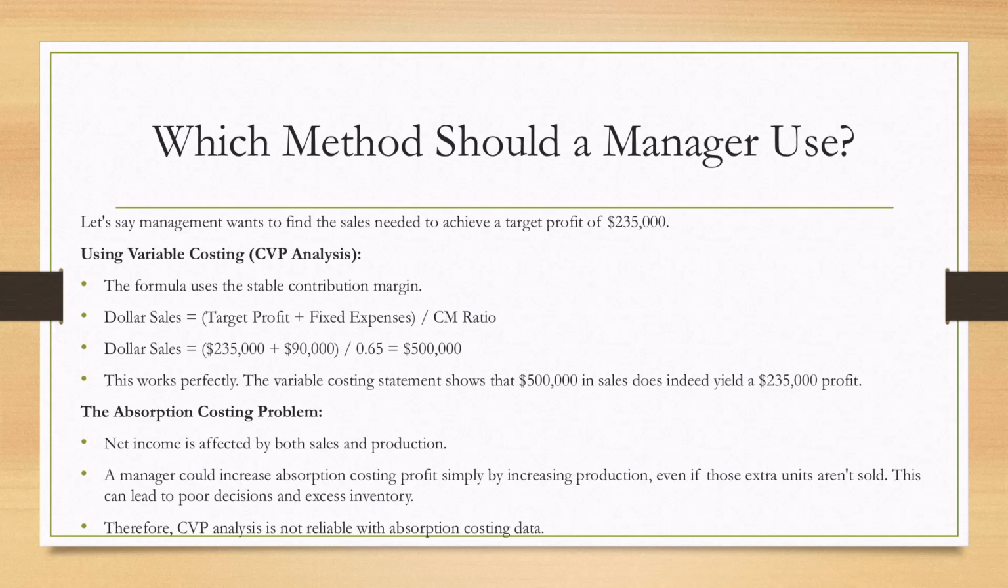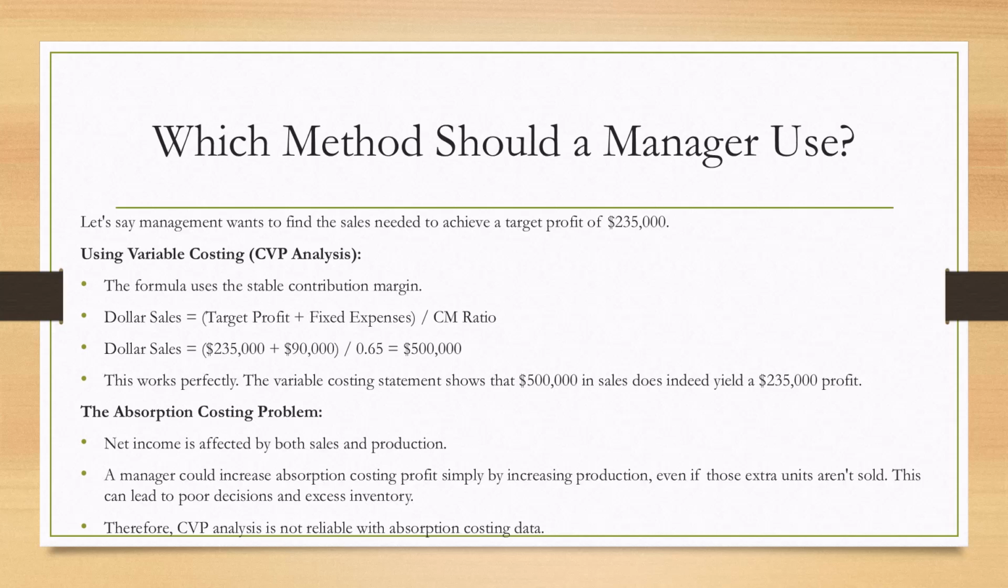Which method should a manager use for decision making? Let's say management wants to use CVP analysis to find the sales needed to achieve a target profit of $235,000. If we use variable costing, the calculation is straightforward because it uses a stable contribution margin. The formula shows that we need $500,000 in sales to hit our target, and a quick look at the March variable costing statement confirms this works perfectly.